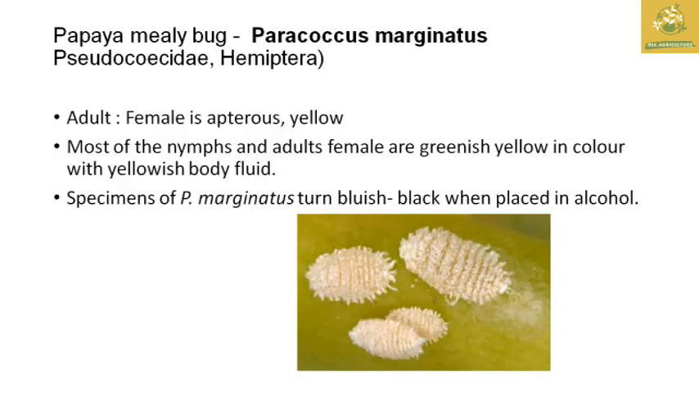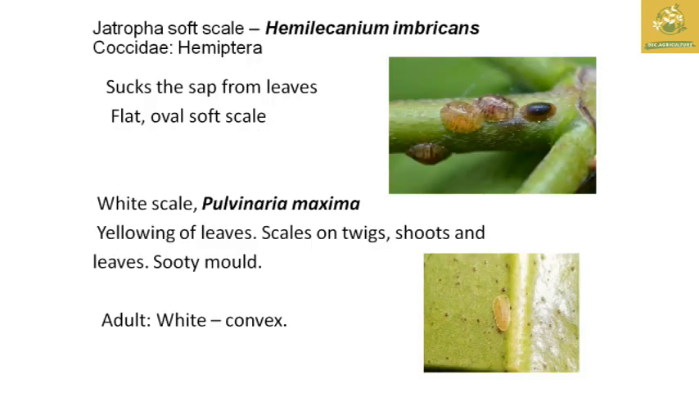And the next one is the papaya mealybug, where the scientific name is Paracoccus marginatus, the family is Pseudococcidae and the order is Hemiptera. The adult female is apterous and yellow. Most of the nymphs and adult females are greenish yellow in color with whitish body fluids present in them. These are the specimens of Paracoccus marginatus, which turns bluish black when placed in alcohol, which is the characteristic identification of the papaya mealybug.